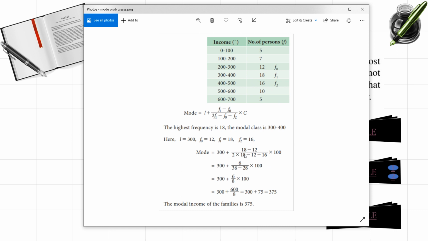Just substitute in the main formula. Here 18 is the F1 value. Find out the difference of F1 from F0. That is 18 minus 12, which is 6. And 2 into 18, 36 minus 12 minus 16. Minus F0 minus F2 is the formula. So minus 12 minus 16. If you find this out, you will get 6 by 8. 6 by 8 into 100, that is 600 by 8, which gives you 75. Add it with the lower limit value of the modal class. So 300 plus 75, which gives you 375. This is how to find out the mode value in case of continuous series.